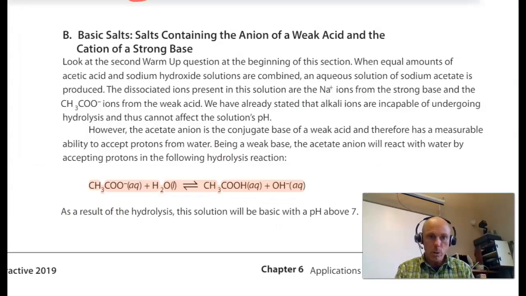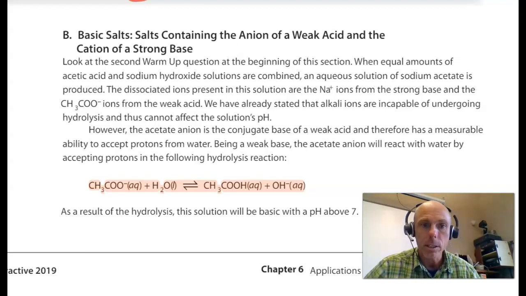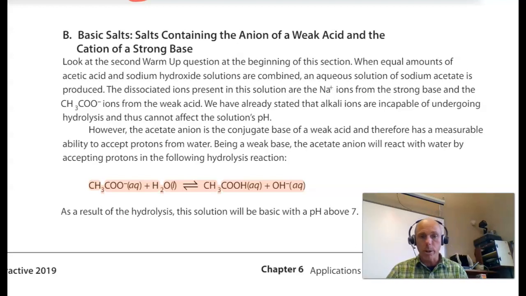So that was about neutral salts. We're now looking, and we're on the same page now, we've scrolled down to the section titled Basic Salts. And this is the reaction we saw at the beginning of the acetate ion hydrolyzing water, forming its conjugate acid, acetic acid, and hydroxide. The generation of that hydroxide would cause the pH, if acetate were dissolved in water, to be greater than 7, a basic salt.